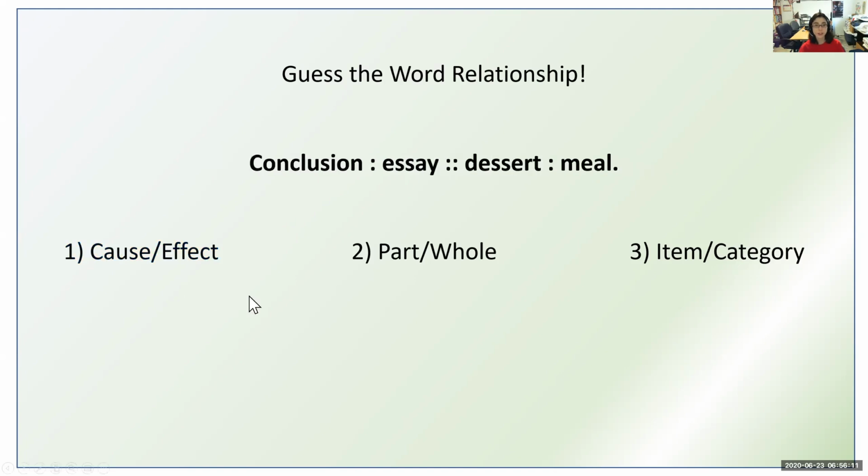All right, next analogy. Conclusion is to essay, just as dessert is to meal. So is this going to be a cause-effect, a part whole, or an item category? And I believe we're on our 10th word relationship. So you can write down a 10 on your piece of paper and then write down one of these, whichever you think that it is. So you can pause the video and do that.